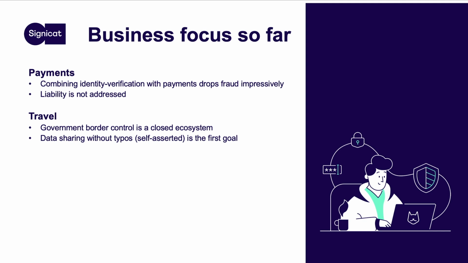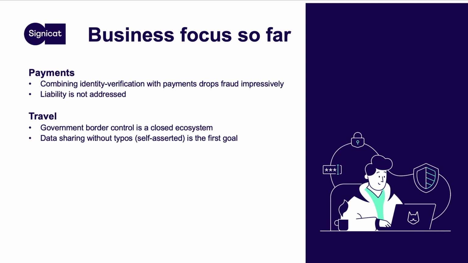Travel, well, you think about government border control, digital passports, but that's a very closed ecosystem. And what struck me as news was that one of the first things that they are going for, for example, is self-attested passport. So you take your phone, you upload your passport as an attestation, and then you share the passport document details.